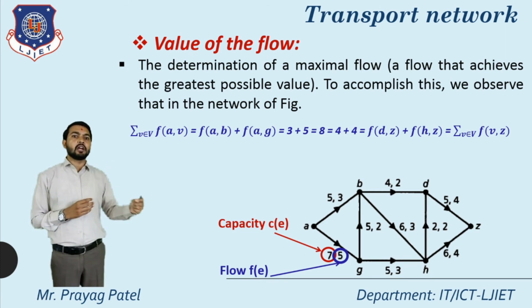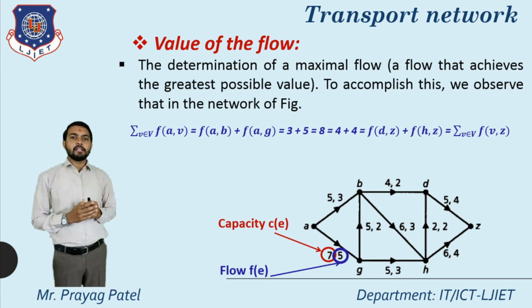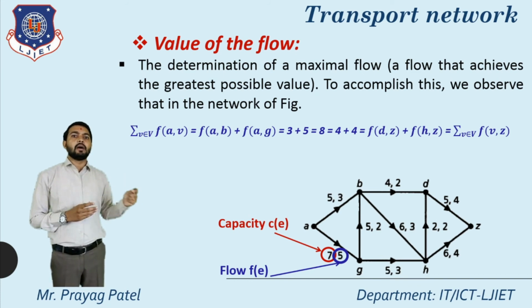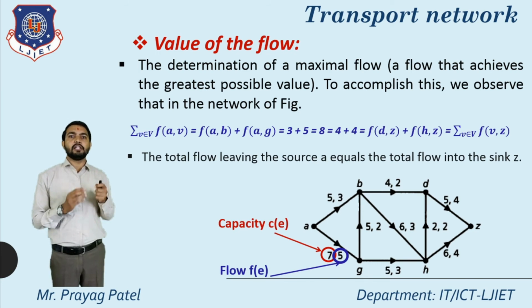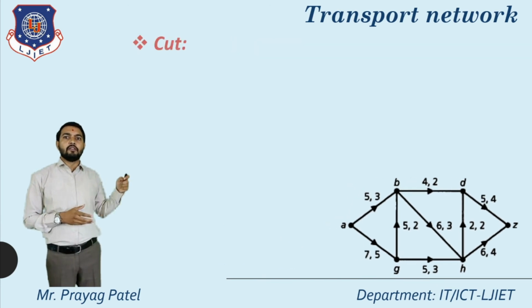Now check the incoming value for the destination, meaning the sink. So for the node Z, what is the incoming value of the flow? One is D to Z, second is H to Z. D to Z value equal to 4, H to Z value equal to 4. So 4 plus 4 equal to F(DZ) plus F(HZ) equal to sigma over V belongs to V of F(VZ). So this is a representation of the value of the flow. Here the outgoing flow from the source and the incoming flow for the destination are both equal. The total flow leaving the source is equal to the total flow into the sink Z. So this is called the value of the network.